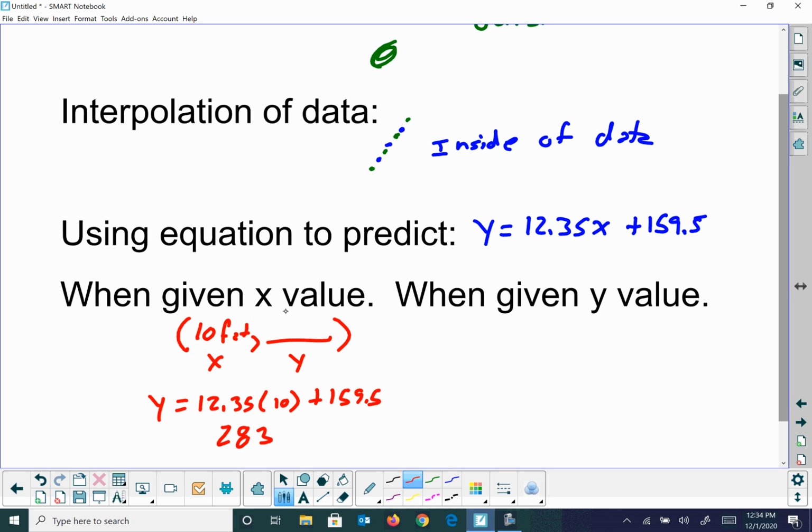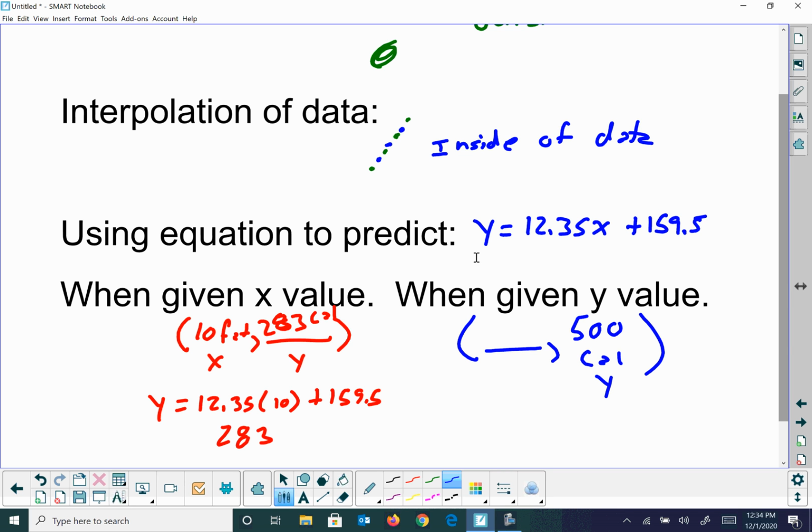So that means if we ate a meal at this restaurant and it wasn't on the menu, but they realized there was 10 grams of fat in it, we'd have 283 calories for a meal. But what about if we had the y value given? So let's pick a value that's not part of our data. Let's say we eat a meal at the restaurant that has 500 calories in it. So that's a y value, right?